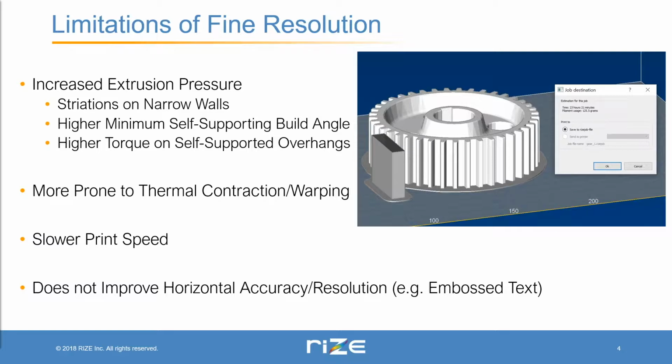So if you have a part with narrow vertical walls, then as the part is built, you are applying a lot of pressure from the extrusion head onto the top surface. And if the wall is narrow enough and the extrusion pressure is high enough, then this can cause the wall to buckle, and that will create some amount of oscillation. And you may see these oscillations in the surface of the part as the layer lines seem to move back and forth. So, of course, using fine resolution is going to increase the extrusion pressure, and so you'll begin to see these striations on less narrow walls than you would have using standard resolution.